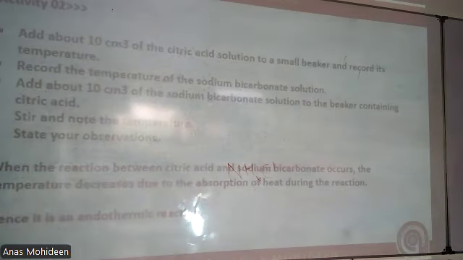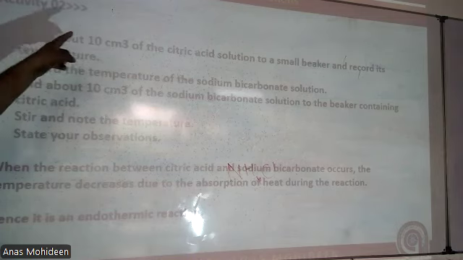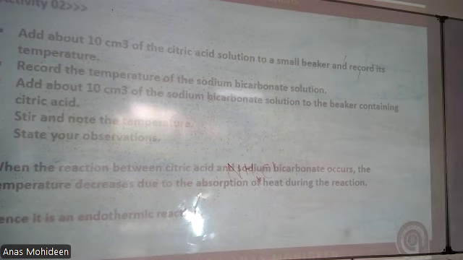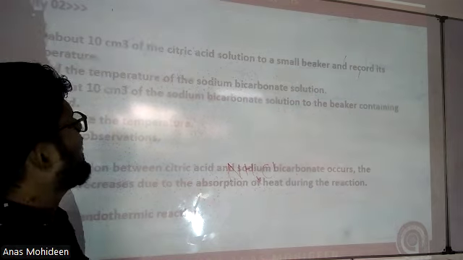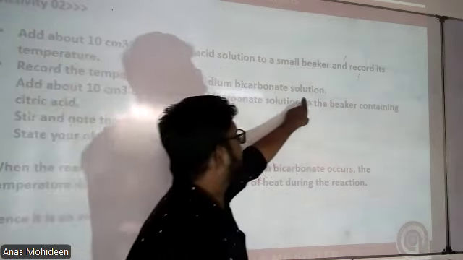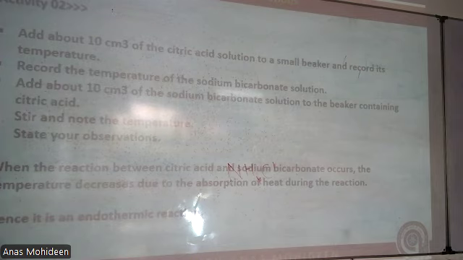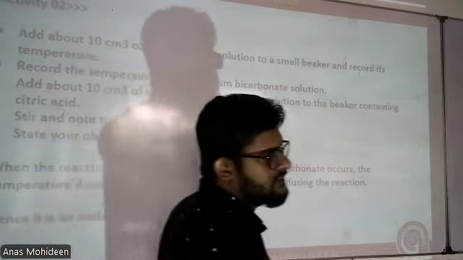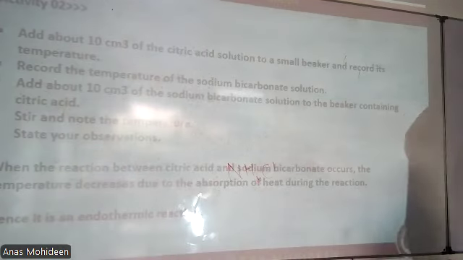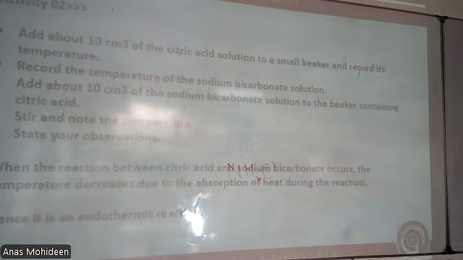Second activity, write the opposite. The topic you write: adding sodium bicarbonate solution to citric acid.